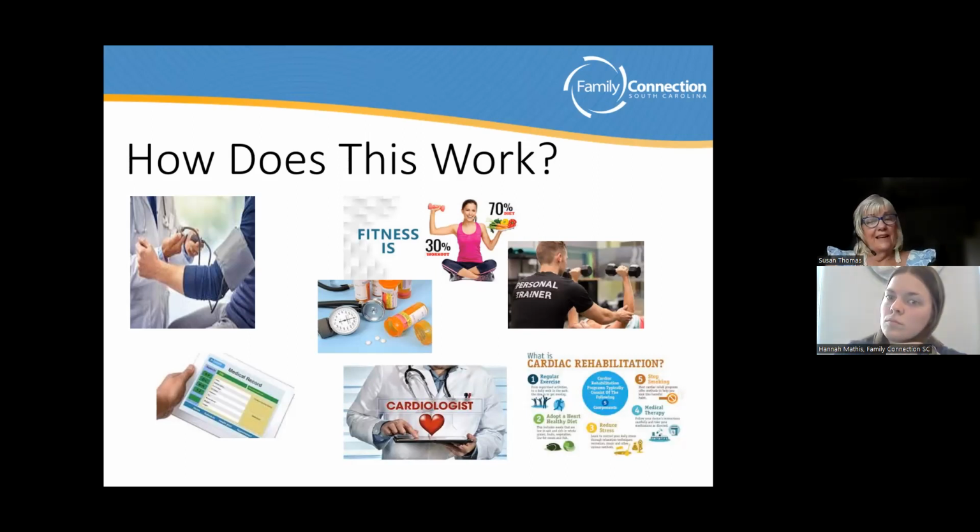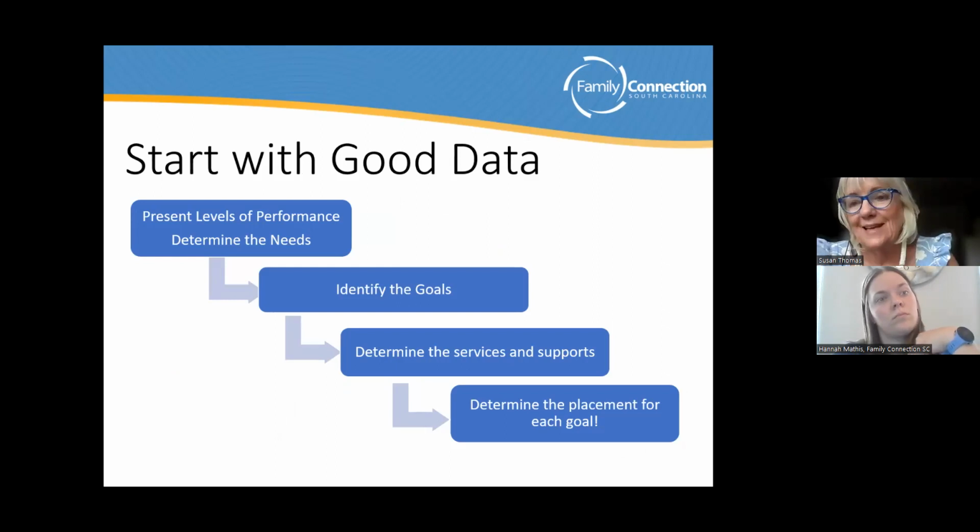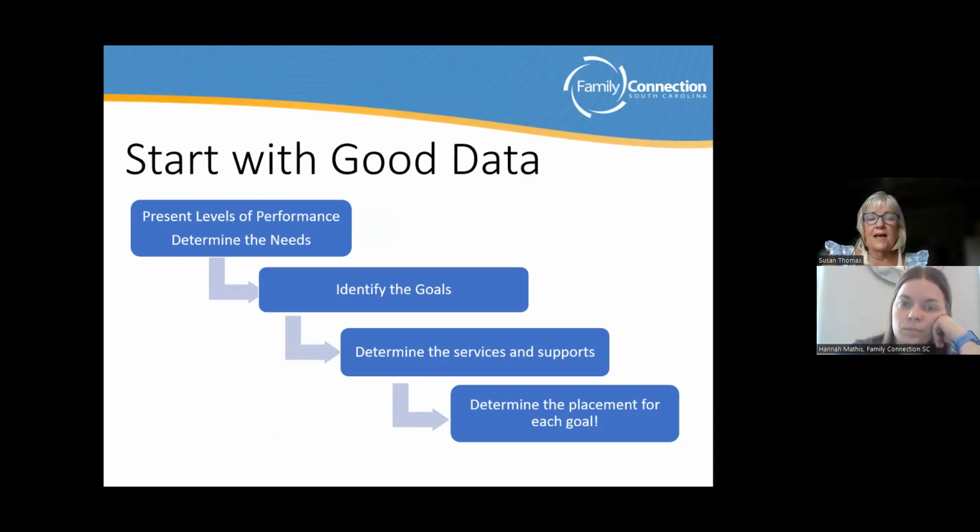And so really LRE is kind of the same way. So we're going to start with good data. So we want to make sure we have good present levels of performance that determine the needs. And that's the strongest, I always say, if you don't have good present levels of performance, the chances are you're not going to have a very, very well written IEP.